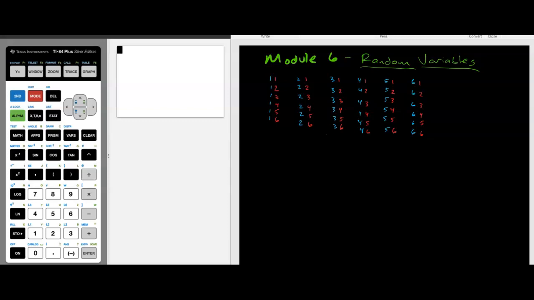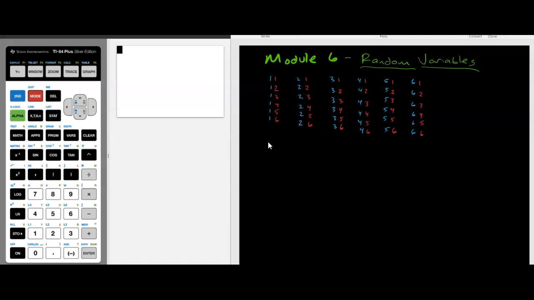So what I've done to illustrate what a random variable is, I've listed out the 36 possibilities that you could get when you roll two dice. When you roll a blue die and a red die, you could get a 1 in the blue, a 1 in the red, a 1 in the blue, a 2 in the red, all the way up to a 6 in the blue, a 5 in the red, and a 6 in the blue, 6 in the red. So we have 36 total possibilities.